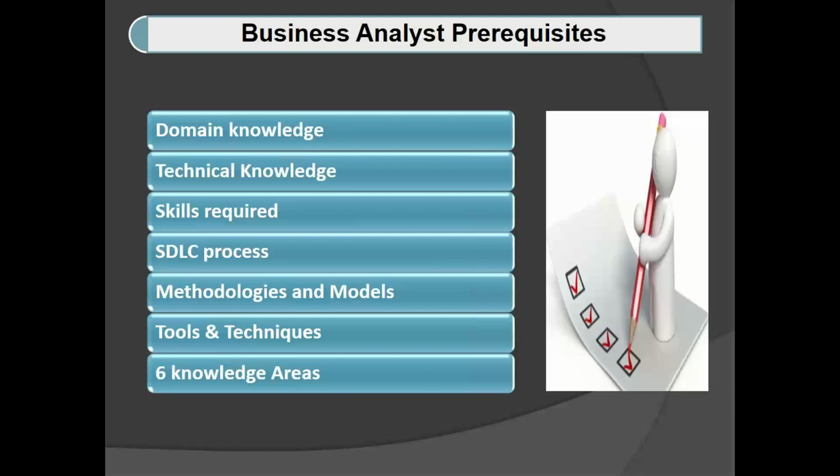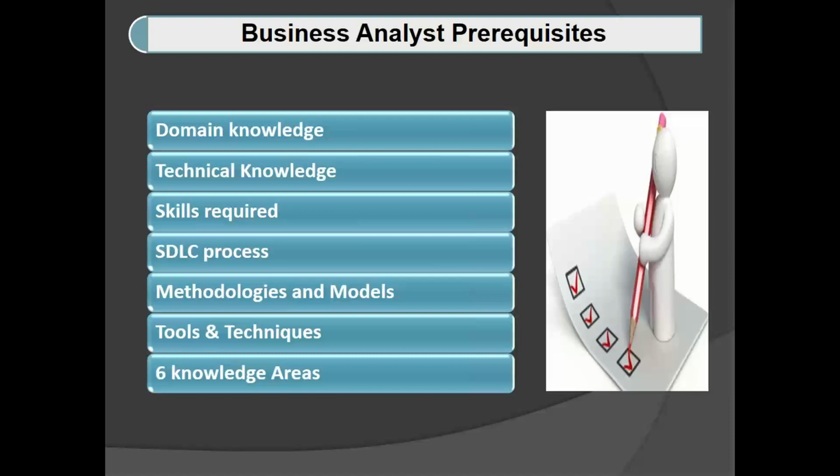Fifth one is problem solving skills. That means a BA should know how to identify the problems. Simultaneously, he should know how to give a solution to those problems. Then sixth one is bargaining skills. So a BA should know how to bargain from a quality perspective and a price perspective.